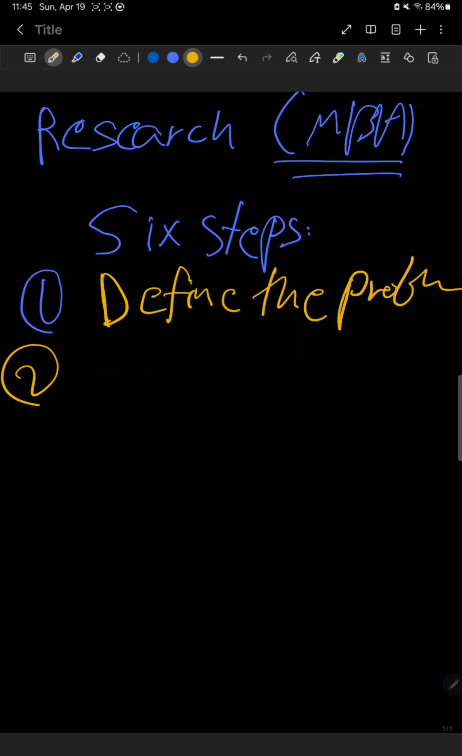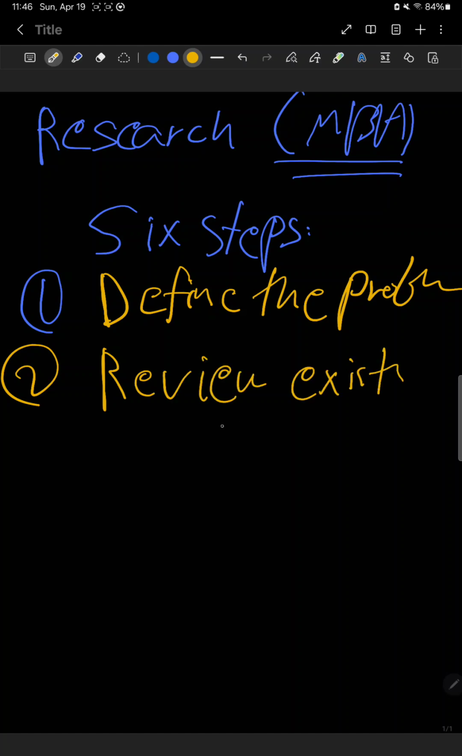The second step is to review existing information. I want to see what I already know, okay? Because that small piece could sometimes help you solve the puzzle. The data: what was the available data about it? What are the sources that I could extract information from?